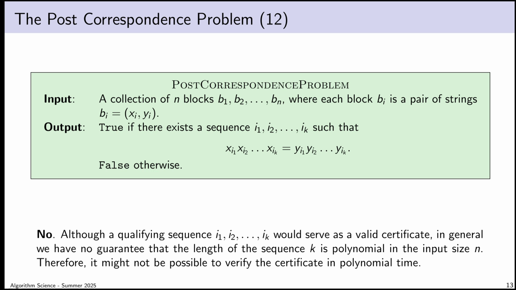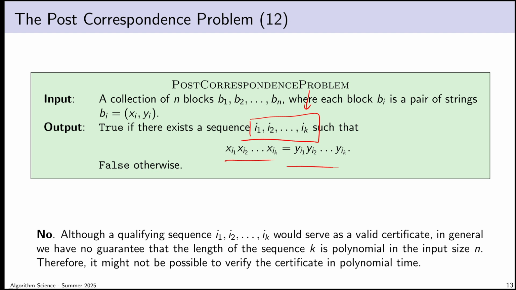Before we go forward, though, I want to observe something, which is that I mentioned earlier that there is a sort of obvious notion of a certificate here. So if I were to give you a qualifying sequence, so in the case where the answer is yes, that there is a way to make the string on the top match the string on the bottom, if I were to hand that to you, wouldn't that be a certificate? It's pretty easy to iterate over these indices and construct the top string and construct the bottom string and verify that they're equal. And it's true, that actually would be a viable certificate.